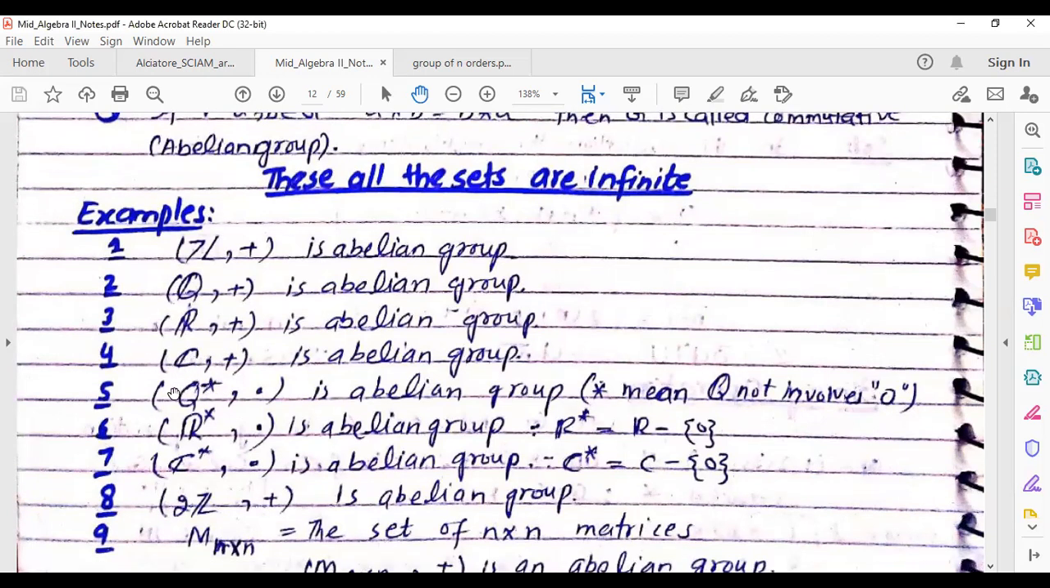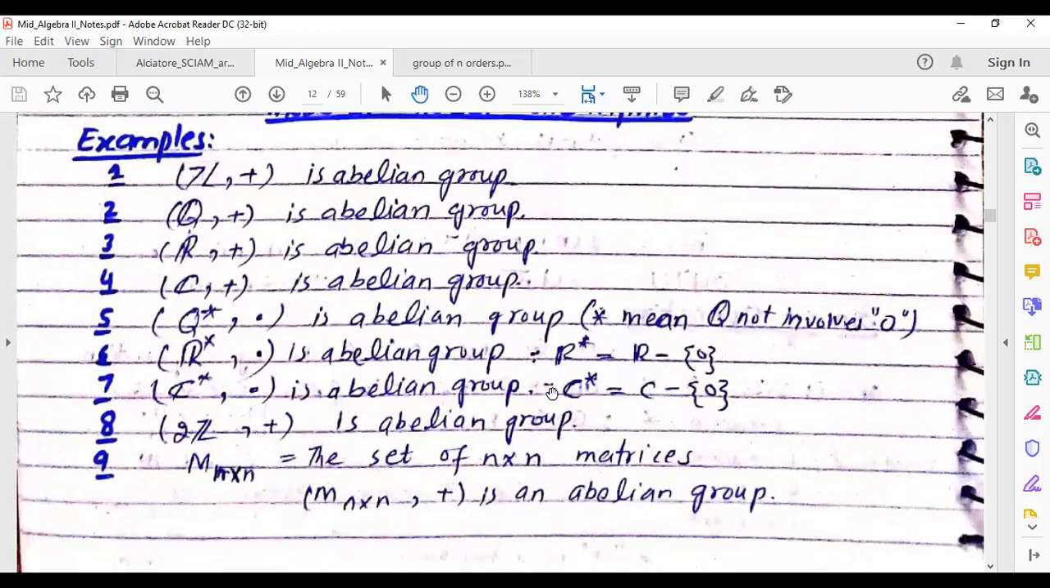Here I write Q star. Q star means the set of rational numbers, but star means without 0. The set of rational numbers, but 0 is not included in that set. And with respect to multiplication, dot meaning multiplication, it is an abelian group. Q involves 0. When we write simple Q, it means the set of rational numbers with 0, and when we write Q star, then we mean the set of rational numbers without 0.